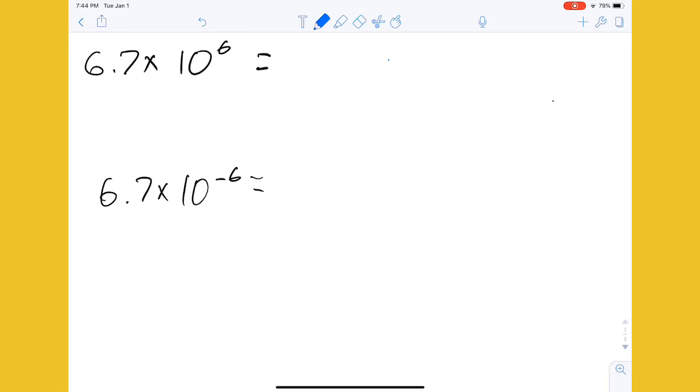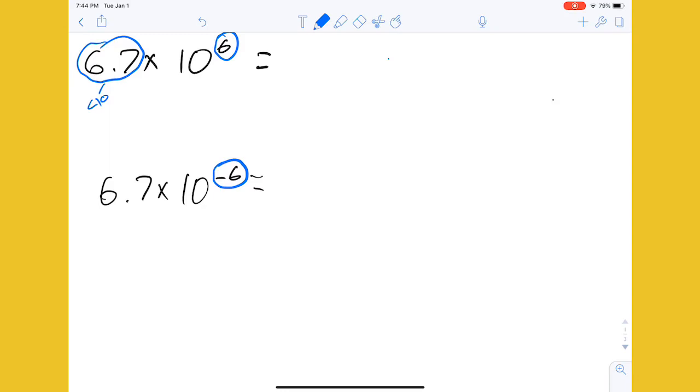So the first thing is, this is what a question will look like. There'll always be one number less than 10 times 10 to the power of something. And this something can either be positive or negative, and that makes a big difference because the positive ones are for really big numbers and the negative ones are for the really small numbers.